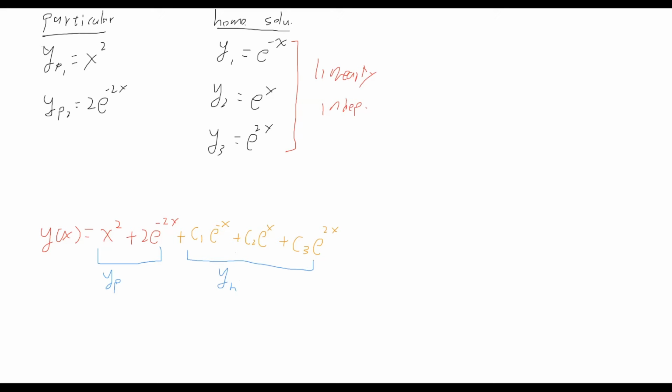Now, again, since no information is given on the initial value, there's no way we can find C1, C2, and C3. So to find those, we need initial values. Now, if the question does give you initial values, then you'll be able to find C1, C2, and C3. Now remember that since we have 3, we will need 3 equations, 3 initial values.